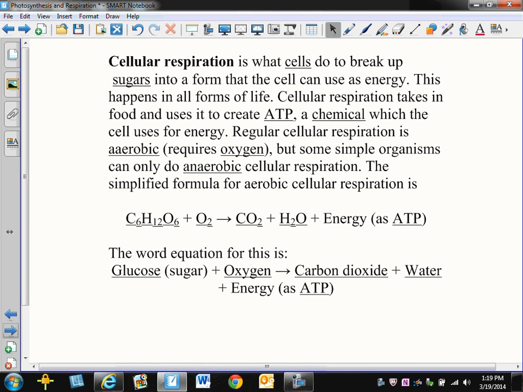So here's what we're going to talk about today. We've talked about photosynthesis. Sun goes down, hits the plants. Plants use H2O, CO2, and the sun. What do they give us? They give us oxygen. That's one. What's the other one? C6H12O6, which is what? Sugar.